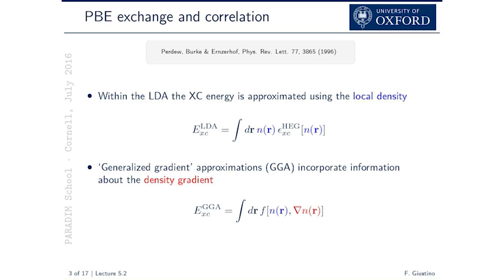So let's say the next level up with respect to the local density approximation in the exchange and correlation energy is what is called the PBE exchange and correlation. PBE is simply the acronym for the names of the authors of this paper, which are Perdew, Burke, and Ernzerhof, and this was done in 1996, and is essentially a technique to go beyond this form of the exchange and correlation energy.